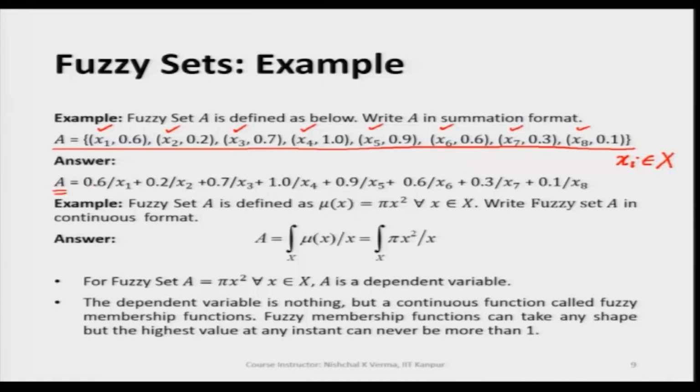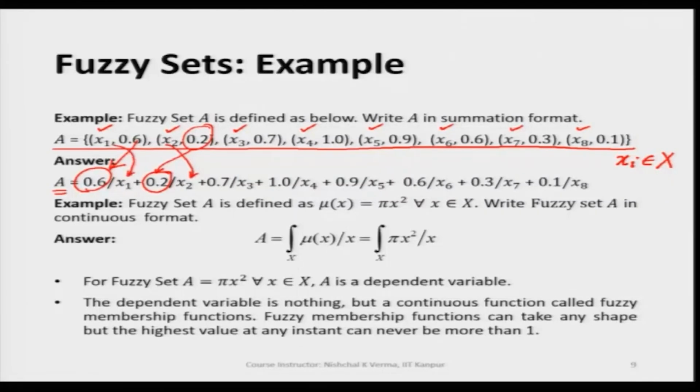We first write the membership value. See the membership value here, which is coming from here for the first element. So, membership value, and then we separate it by a slanted line, which we can also call oblique. So, 0.6 oblique x1 and then 0.2 oblique x2. You see, this is the membership value which is coming here, and then there is the corresponding element.